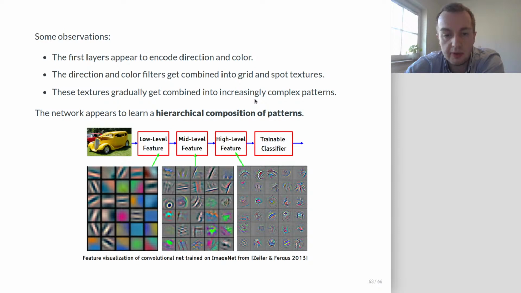And so what happens is that the network, even though it was not told to look for things specifically, because of the inductive bias that we put, because of these hierarchical compositions that we have set in the network, it seems that it appears to learn a hierarchical composition of patterns, right? And to do so directly from the data that we feed to the network.